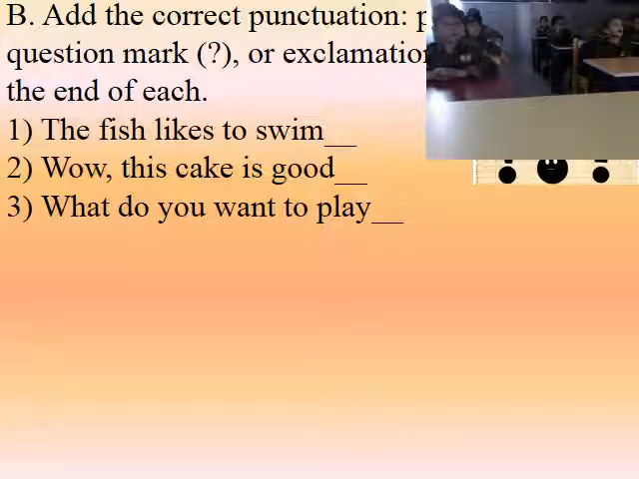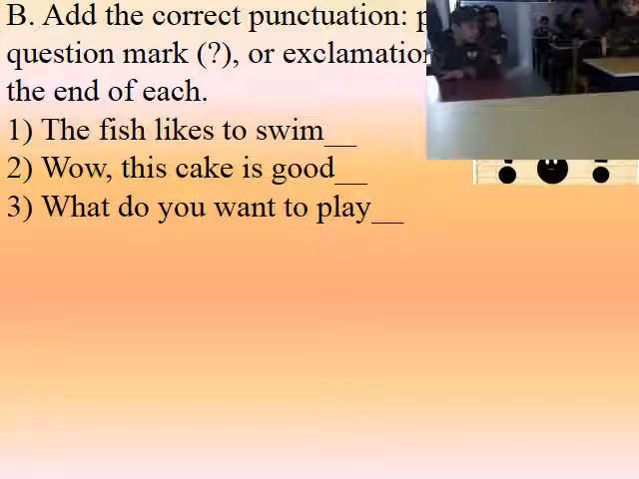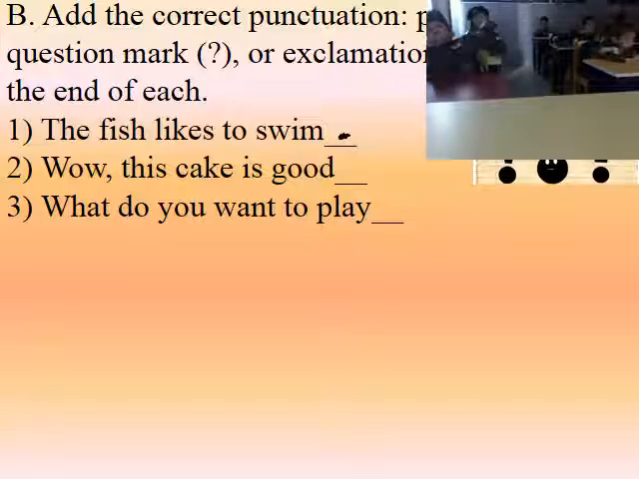We're going to add the correct punctuation, which means period, question mark, or exclamation at the end of each sentence. All right. The fish likes to swim. Is that a question, exclamation, or do we put a period? Raise your hand if you think it's period. Good. It's a period. Excellent.